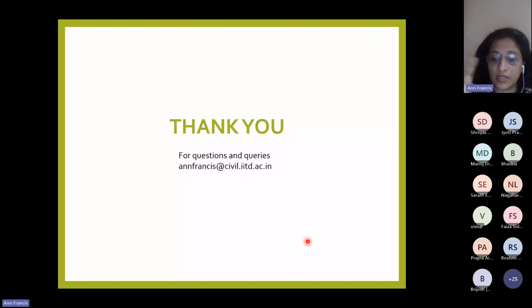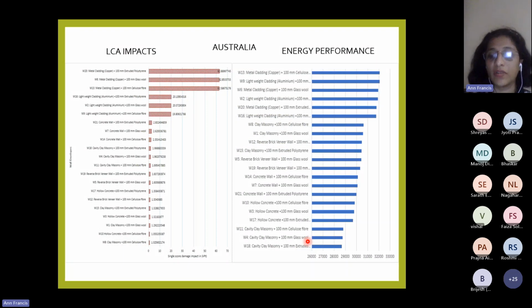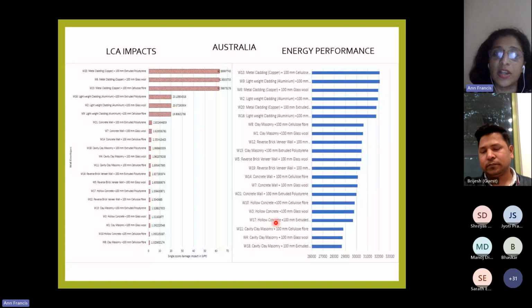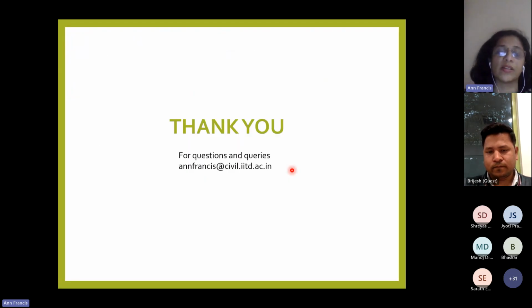I'll just wind up on that note that this kind of LCA helps you take better decisions. In the Australian case, we found that the cellulose insulation was very good in terms of environmental performance, but in terms of energy performance, it was the least performing. So is it worth going with cellulose insulation because it has lower material impacts? This was a question that needs to be answered.